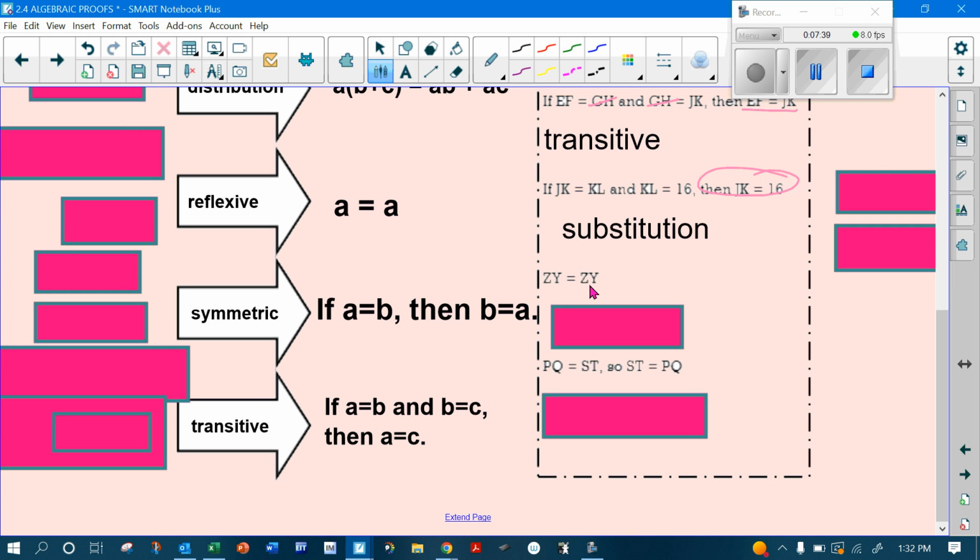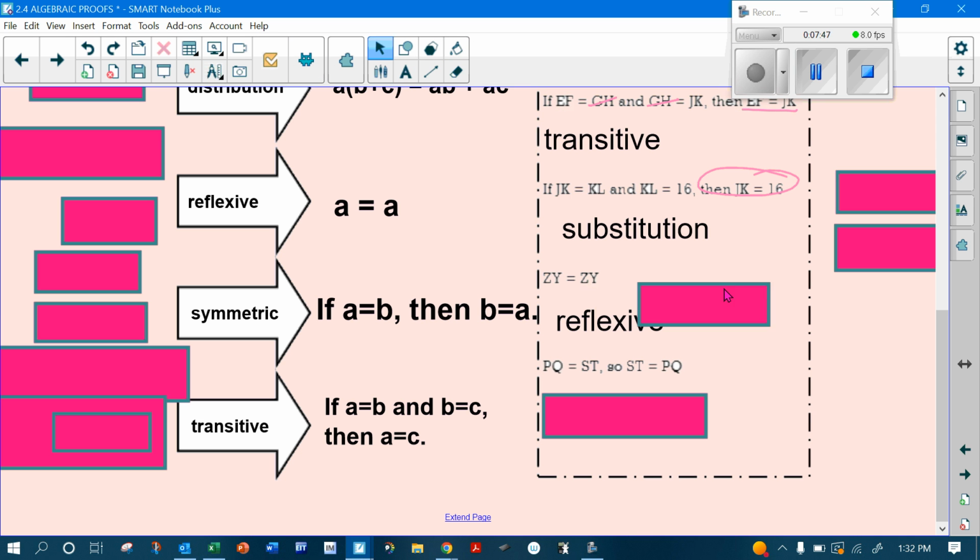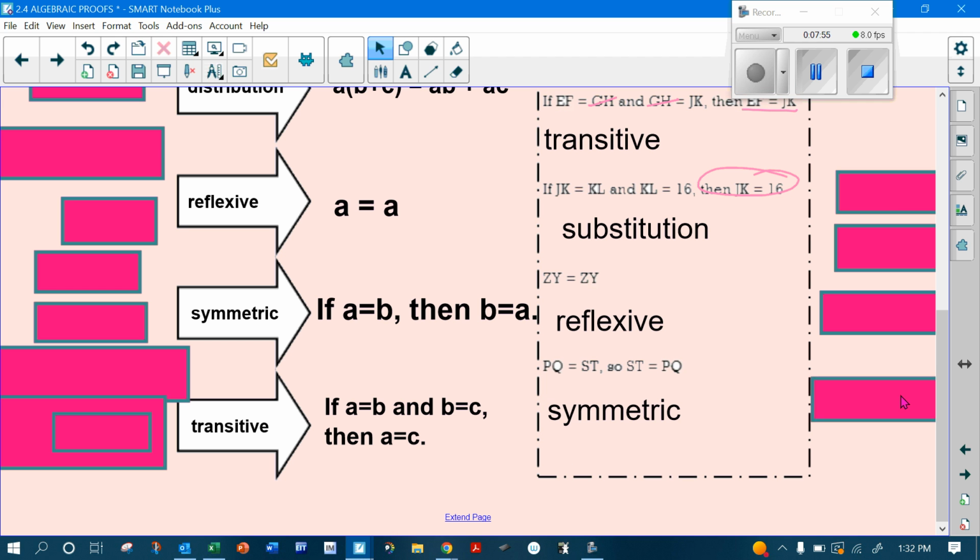Okay, ZY equals ZY. This guy's looking in a mirror. This is the reflexive property. And if PQ is equal to ST, then ST is equal to PQ. Notice they just switched sides. This is the symmetric property. So when they're equal to themselves, it's reflexive. When they trade places, it is symmetric.